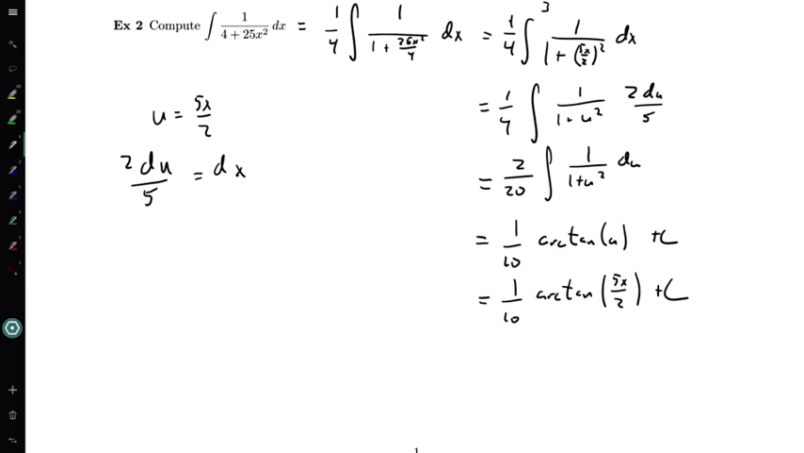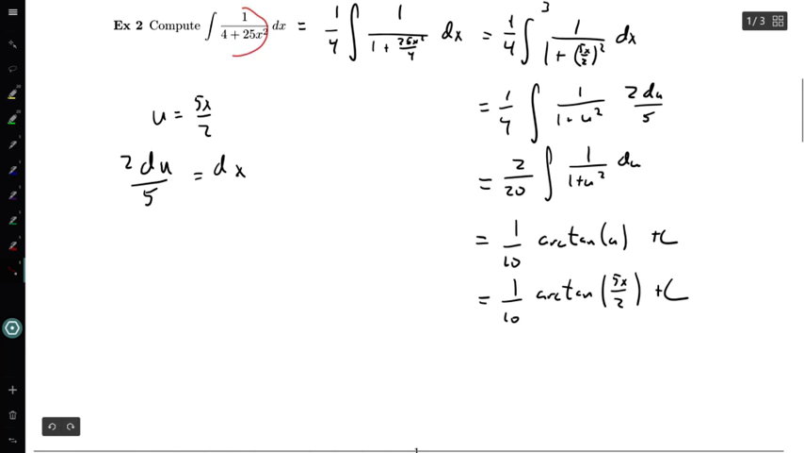So we have this very nice expression in terms of arctangent and just some numbers that works out to be the antiderivative of this slightly more complicated looking equation here, this rational function 1 over 4 plus 25x squared. So this is good. This is telling us that we have some nice strategies to approach things which look a lot like 1 over 1 plus x squared.